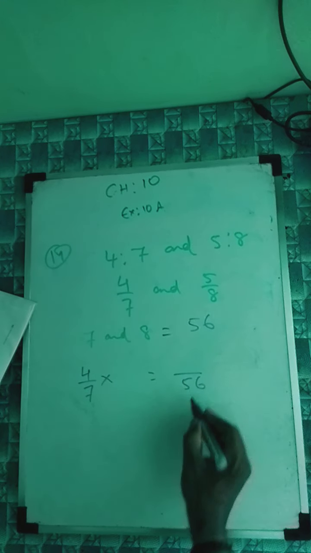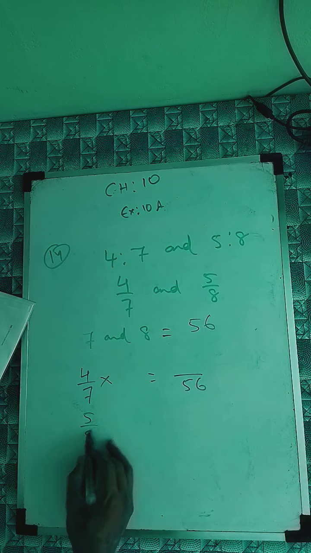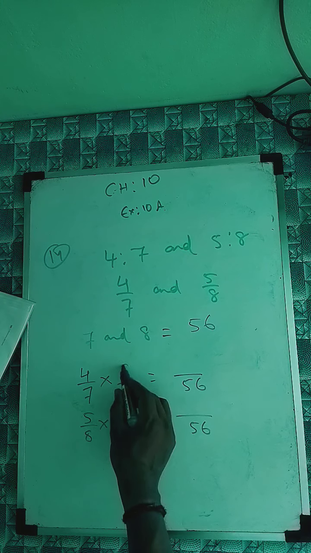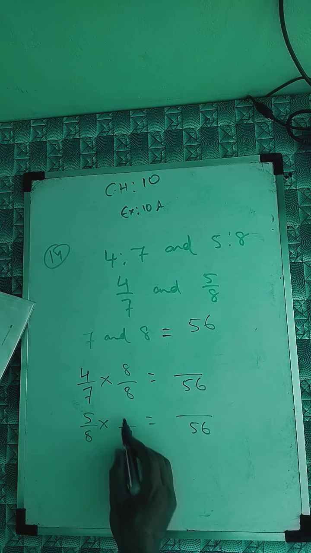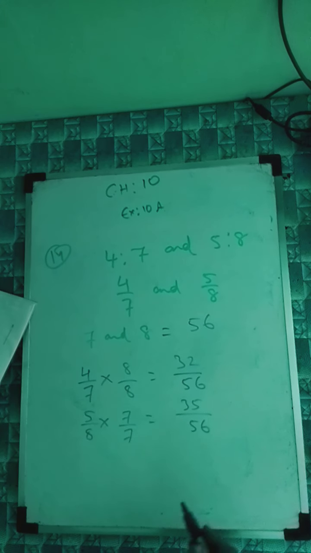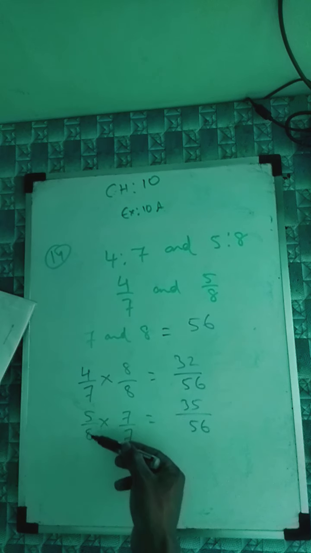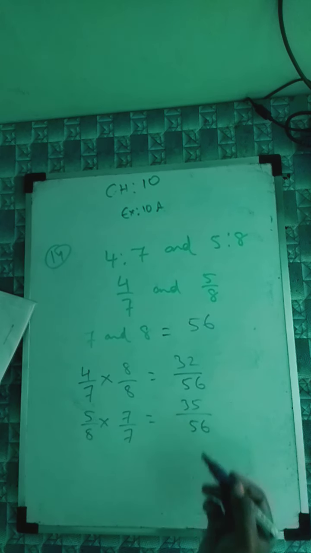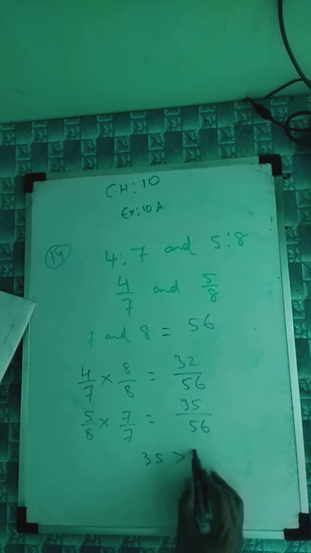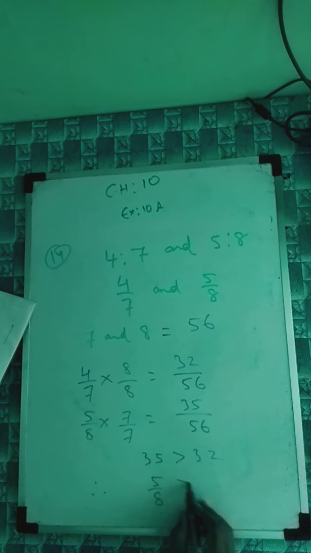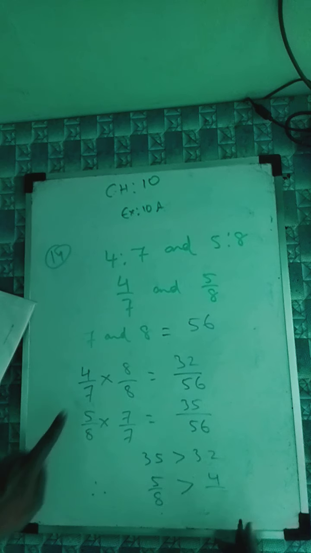And 5 by 8, you write the LCM is 56. So 7 how many make 56? 7 8s, and 8 7s. So 8 4s are 32, 5 7s are 35. So here which one is the bigger number? 32 by 56, 35 by 56. So this one is bigger. So that means 5 by 8 is bigger. So surely we can know 35 is greater than 32. Therefore we can say 5 by 8 is greater than 4 by 7.